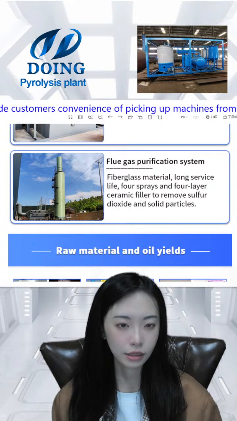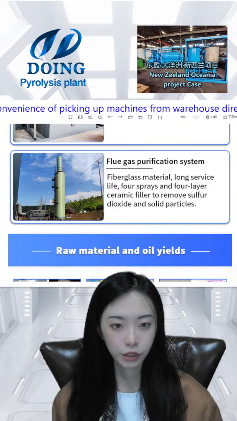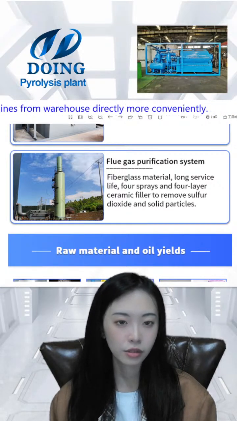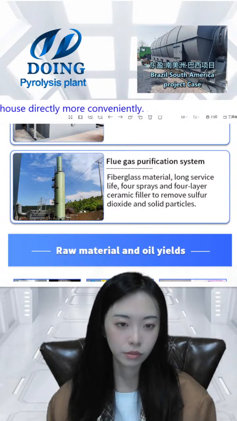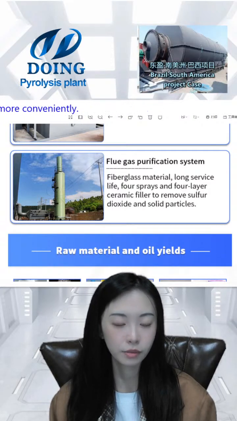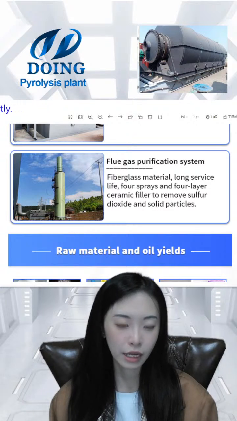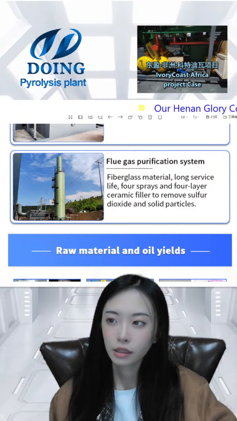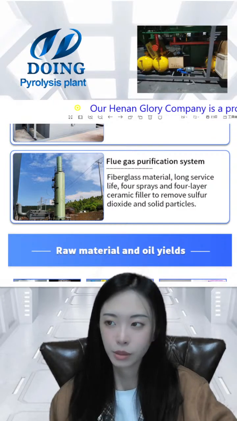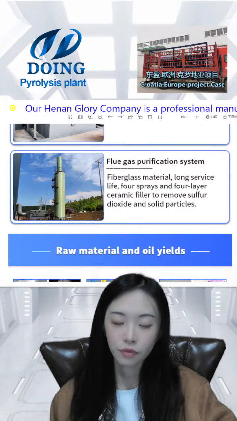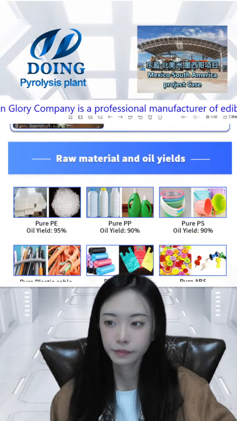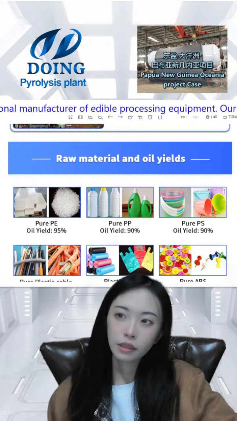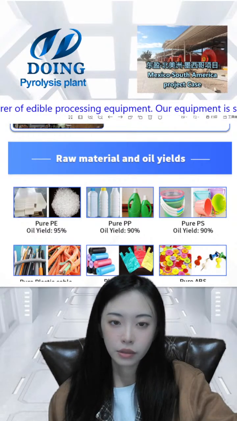This is a high standard. We have different plans for you. If your region's policy is not very strict, you can have a normal purification system device, or if it is very strict, or you want a high standard, you can get this flue gas purification system, the fiberglass spraying tower, or we call the self-radiation system. Now here are the raw materials and the oil yield, we can have a look.